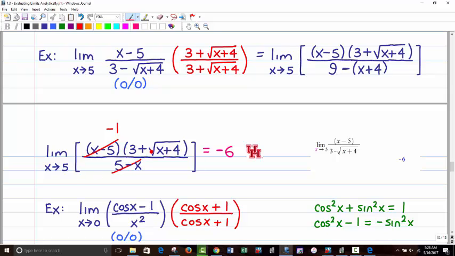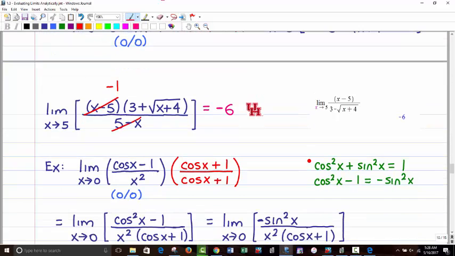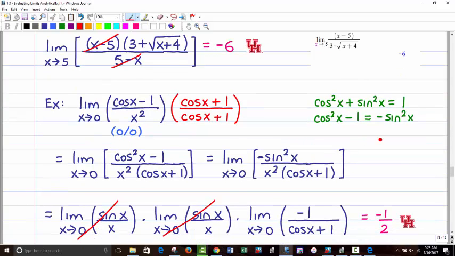Then you plug in 5 over here to the right, and you'll get 3 plus 3, which is 6. Negative 1 times 6 is negative 6. And Maple happens to say it's negative 6, so that's always good. Always trust Maple. All right, let's look at this weird one right here. You put 0 in here, you're going to get 1 minus 1, which is 0 over 0, so that checks out. We're going to do a trig conjugate here. Here we're going to do cosine of x plus 1 over cosine of x plus 1.